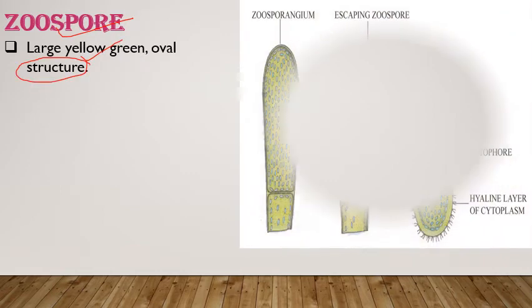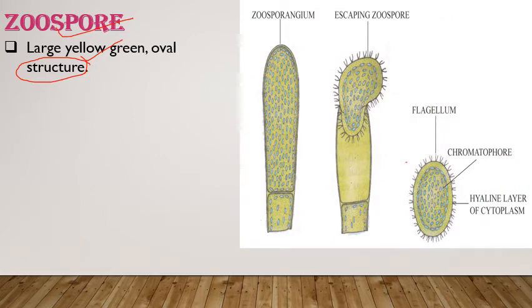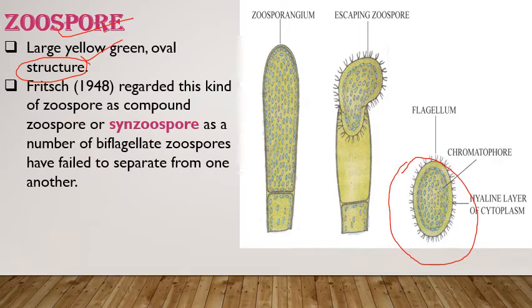Next is the zoospore. This zoospore is an oval, rounded, yellowish structure which is multiflagellate. So it is a large yellow-green oval structure. In this picture we can see the structure of this zoospore. Frisch was a scientist who regarded this type of zoospore as a compound zoospore, and he called it synzoospore. So this is very important. Syn means fused zoospore. The complex structure formed by the fusion of many zoospores is the synzoospore.